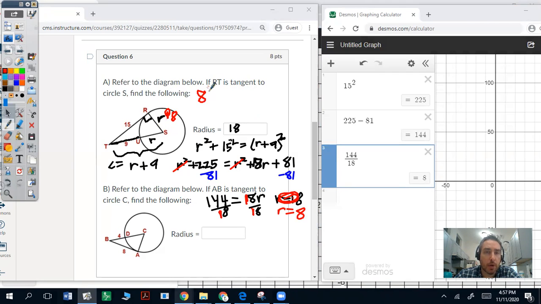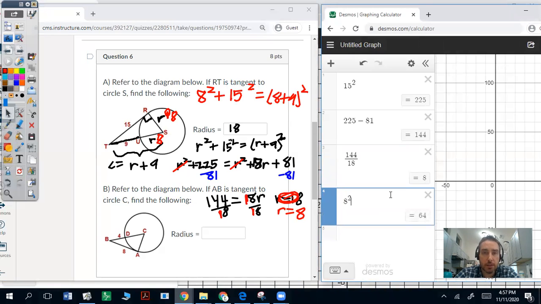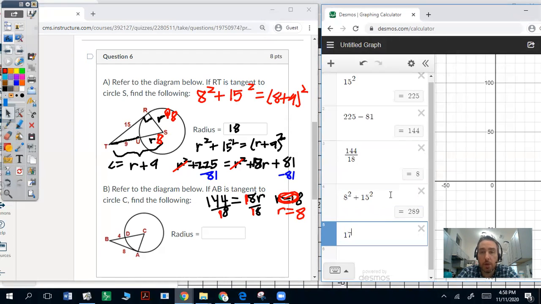If you think about it, 8 squared plus 15 squared, is that equal to 8 plus 9 squared? You can check that. These are going to mostly be whole numbers, so you can use some guess and check too to figure that out. But 8 squared plus 15 squared is 289, and then 8 plus 9 is 17. So 17 squared is also 289, so that works. So go ahead and try letter B, and then you can check with the teacher in class.